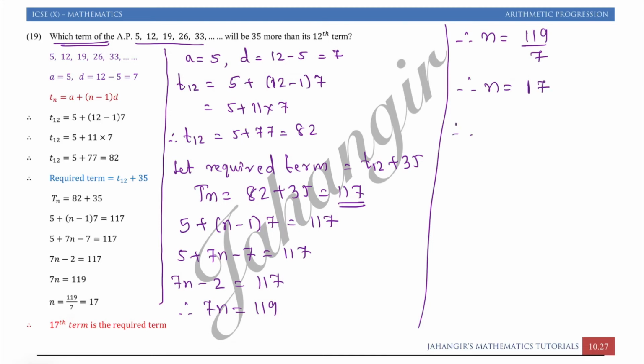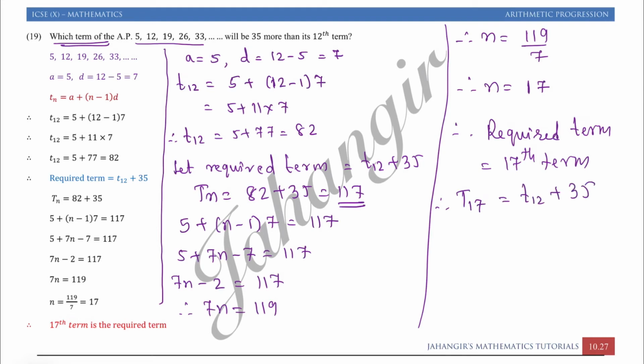So therefore I can say the required term is the 17th term. So therefore we can say T17 is T12 plus 35. The 17th term is equal to the 12th term plus 35.